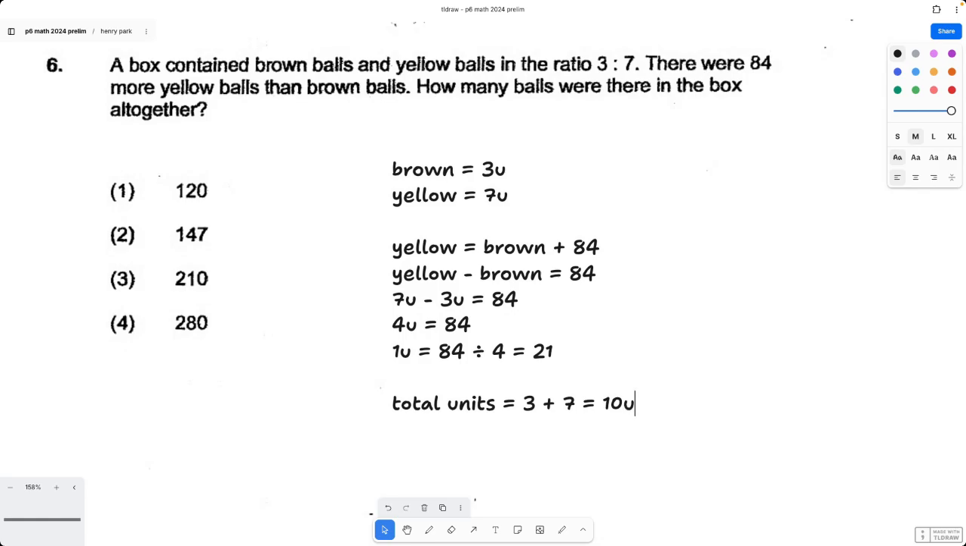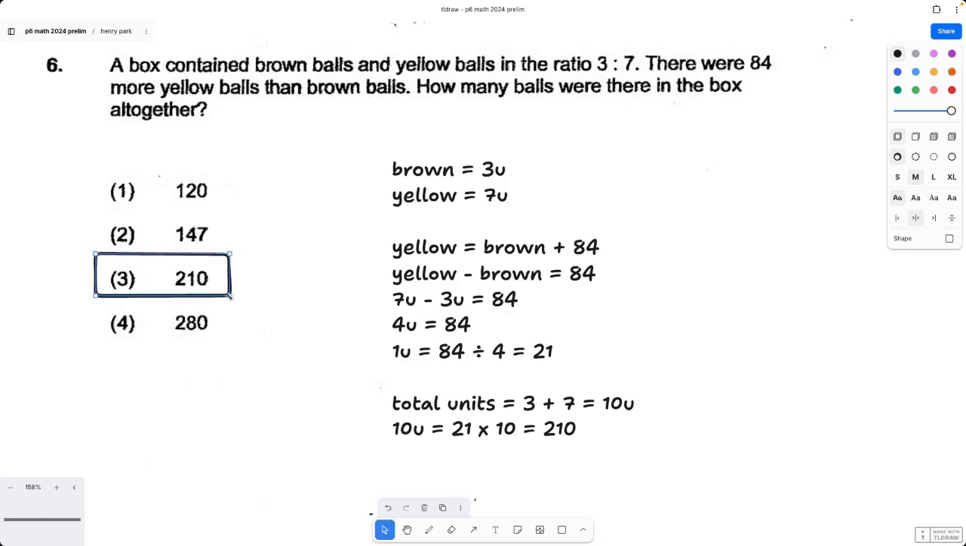7 units is equal to 10 units. So 10 units is equal to 21 times 10, equal to 210. So the answer to this is option number 3. Okay, let's move on to the next question.